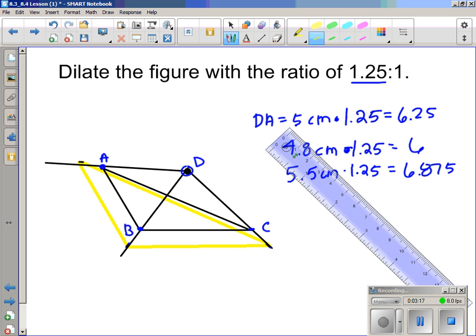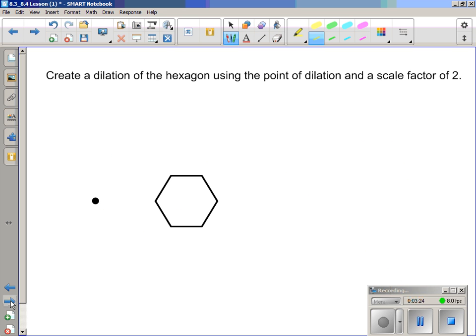And again, if the scale factor is bigger than 1, that means your triangle is getting bigger, and I got a bigger triangle, so I've done it correctly. So I want you to pause the video, and in your notes, go ahead and try this one.